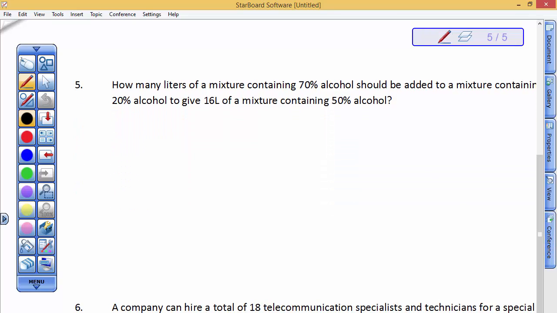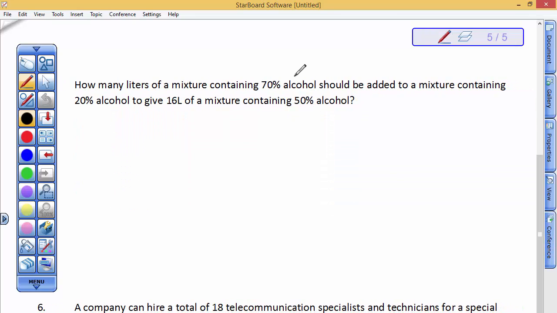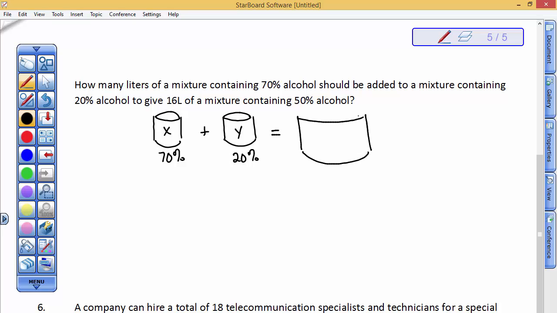I think if anything, I'd set up one more question for you right now, and it would be this mixture problem that has to do with percent alcohol in a container. So it says how many liters of a mixture containing 70% alcohol. So I'm going to draw a container. And I want to know how many liters of this container that has 70% alcohol should be added to a mixture that contains 20% alcohol to give me, in the end, I'm making this bucket look bigger, I want this to have 16 liters in it, and I want the final mixture to be a 50% combo, if you will, of this 70 and this 20.